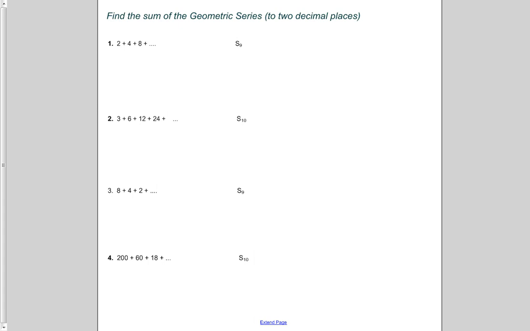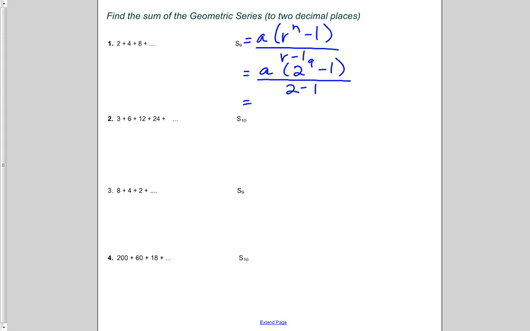Let's find some sums. So if you have 2 plus 4 plus 8 and so on, and we want the sum of 9 terms, let's write our general form. It is a times r to the n minus 1 over r minus 1. So for 9 terms, for this particular example, our first term is a, our common ratio is 2, and take away 1. A is 2 times 2 to the 9 minus 1, 512 minus 1 over 1 is 2 times 511, which is 1022. Who knew?